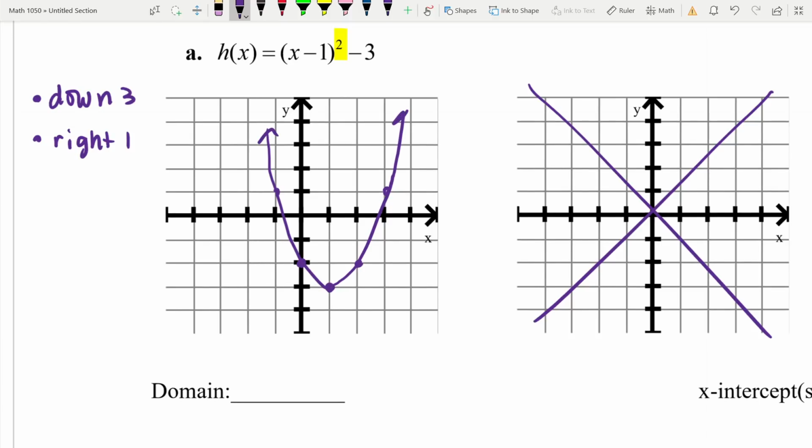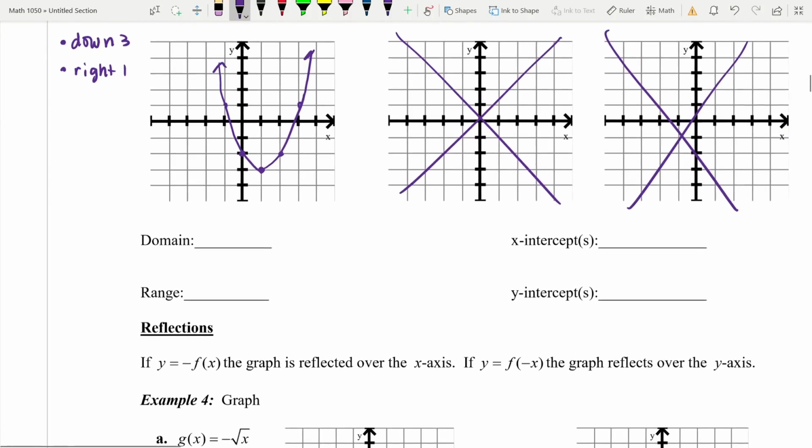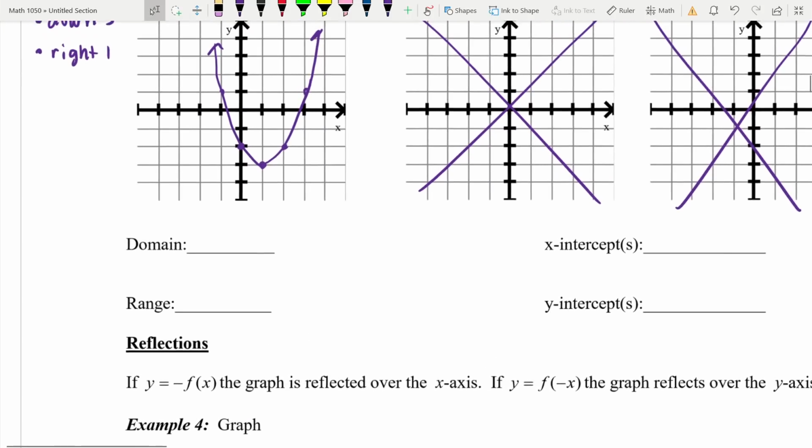Okay, now they're asking you more questions about that problem. Find the domain. You can find the domain from the equation, or you can find the domain from the graph. I think you're going to be way better at finding it from the graph. So look at that graph. Domain is x. Start to the left, travel to the right.